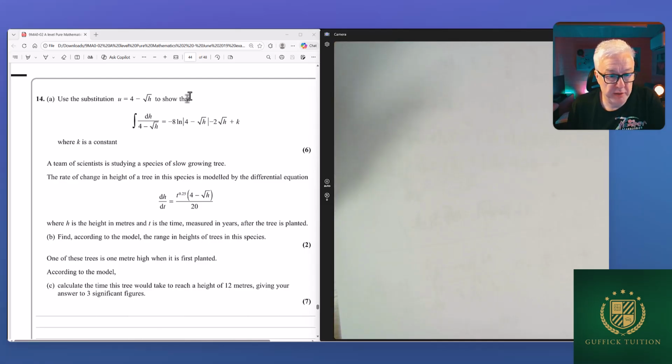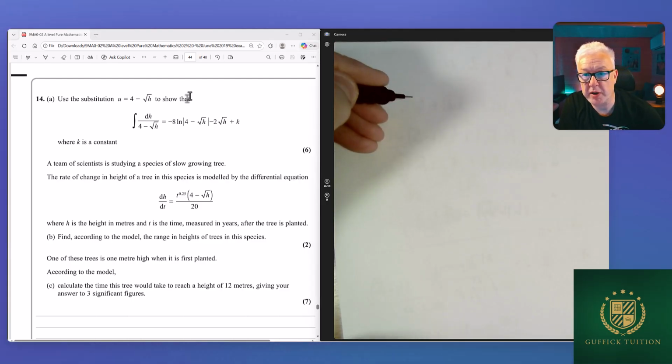It says one of these trees is 1 meter high when it is first planted. According to the model, calculate the time this tree would take to reach a height of 12 meters, giving your answer to 3 significant figures, 7 marks. So in essence now, we've got to solve this differential equation.